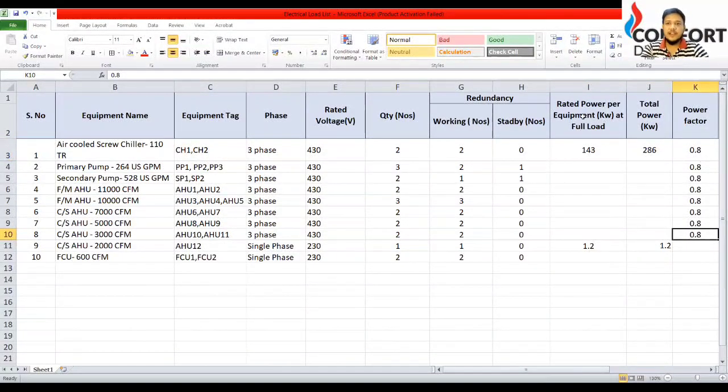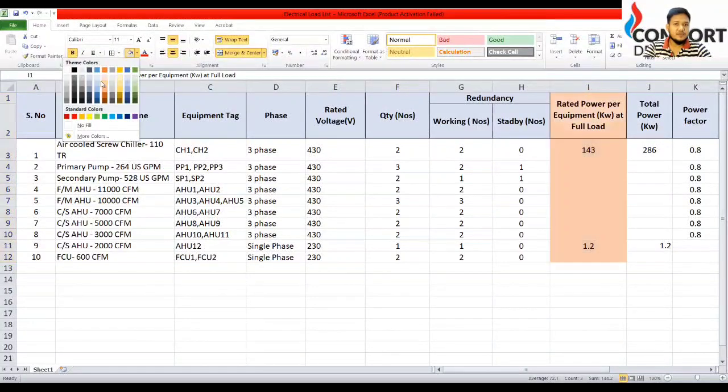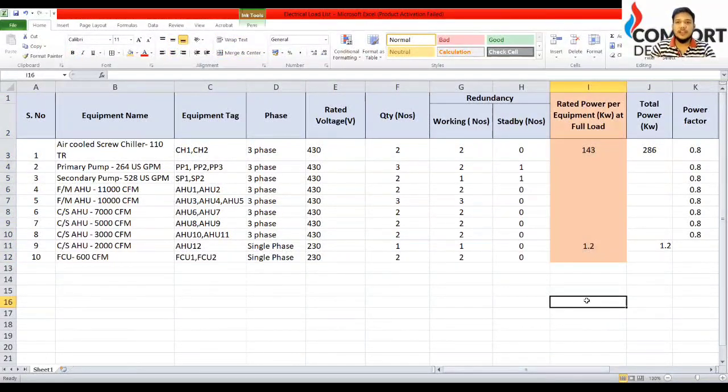This value, where will we get it from? I will just try to mark it. We will get this value from the manufacturer. I believe this is clear to everyone.